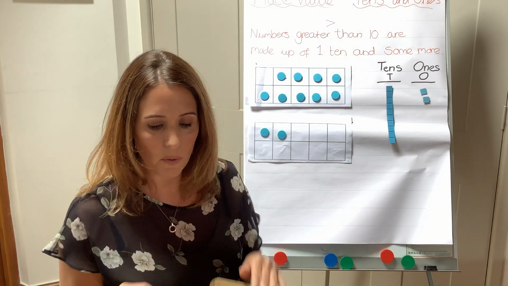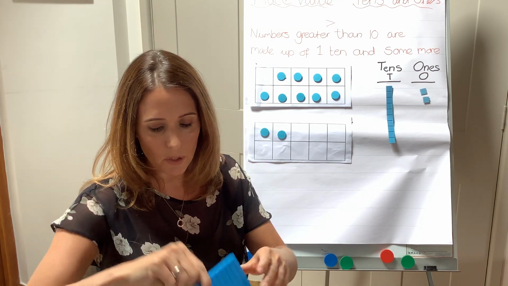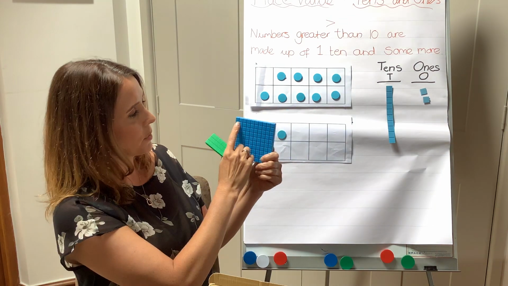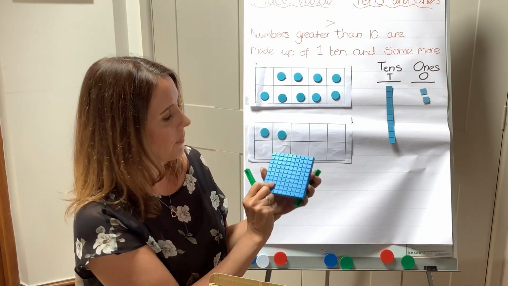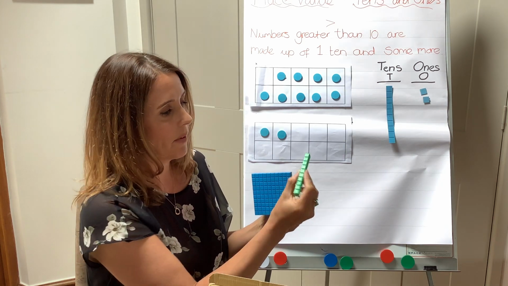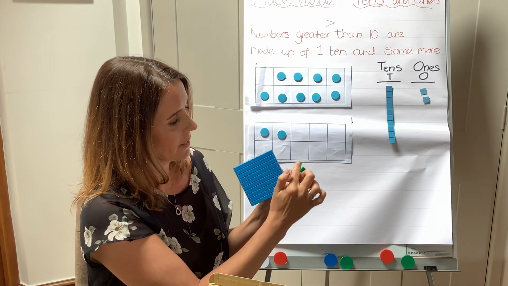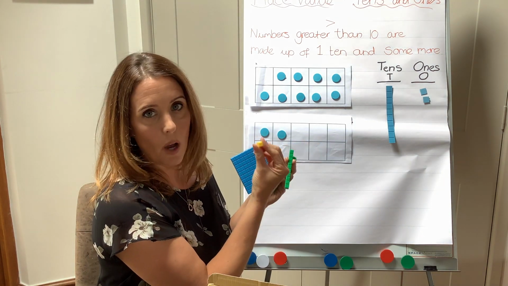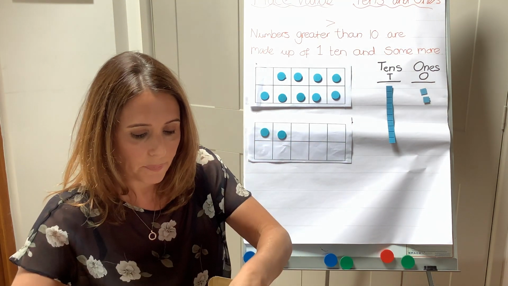Base 10 is very useful when we look at place value. Children will often start off with these. We're looking at the squares, and that represents 100 squares, so that's 100. Then we've got a 10 stick, we've got tens there, or we've got a cube, which is a 1. Okay.